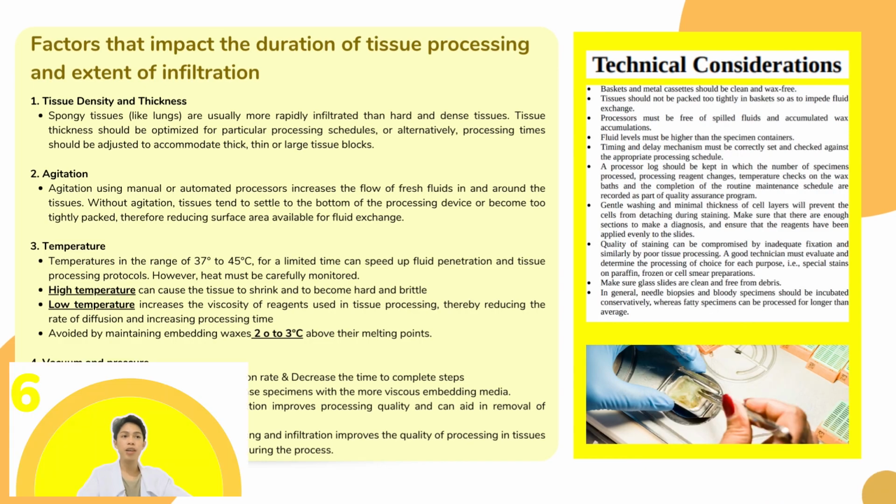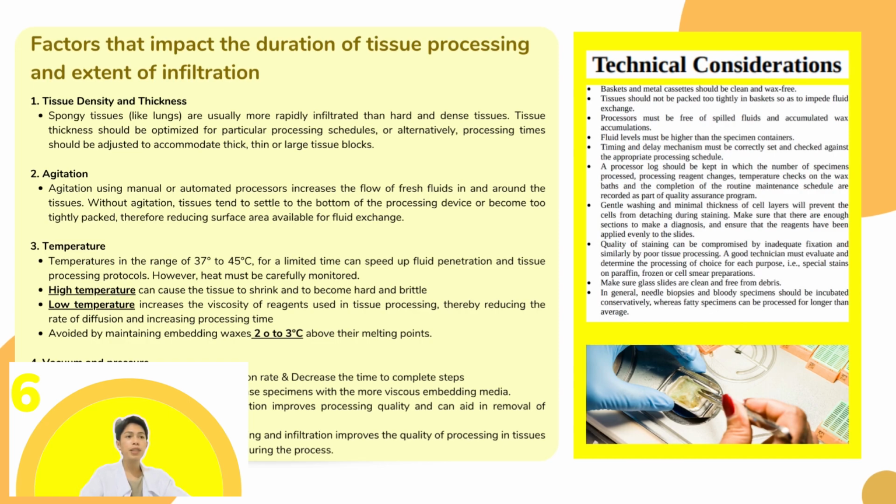We also have technical considerations in processing these tissues. Baskets and metal cassettes should be clean and wax-free. Tissues should not be packed too tightly in baskets so as to impede fluid exchange. Processors must be free of spilled fluids and accumulated wax. Fluid levels must be higher than the specimen containers. Timing and delay mechanism must be correctly set and checked against the appropriate processing schedule. A processor log should be kept in which the number of specimens processed, processing reagent changes, temperature checks on the wax baths, and completion of the routine maintenance schedule are recorded as part of the quality assurance program.